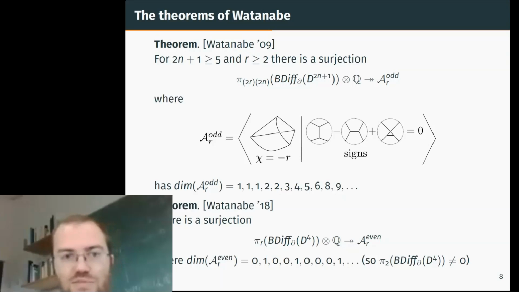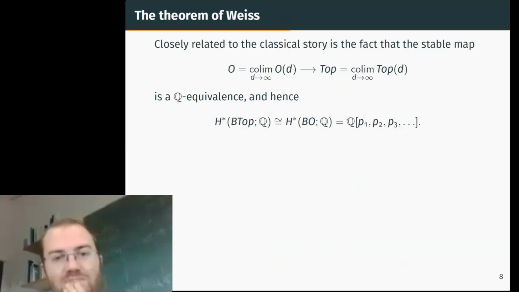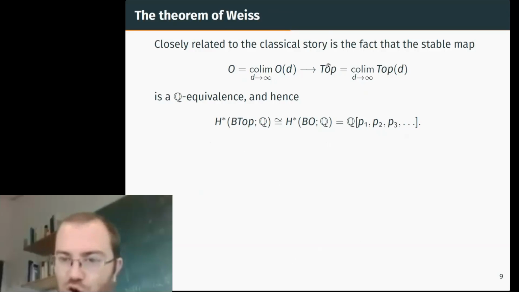And the third theorem I'd like to mention is due to Michael Weiss. Closely related to this classical story that I mentioned about smoothing theory and so on, is the fact that in the limit as the dimension goes to infinity, the infinite orthogonal group and the infinite top group, so the group of homeomorphisms of Rd as d goes to infinity, is a rational equivalence, meaning it's an isomorphism on rational homology, homotopy, cohomology groups.